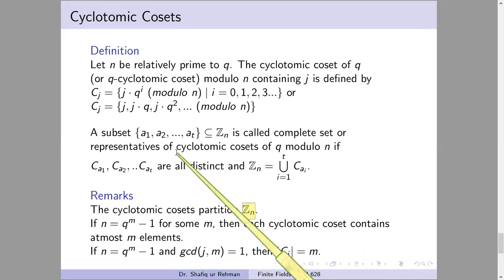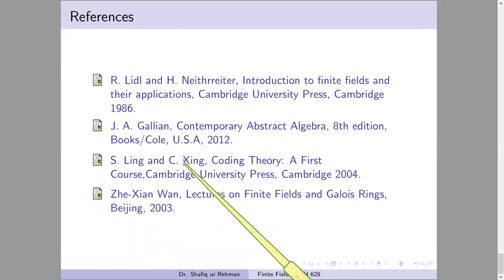This is just a definition. In the next lecture, we will again discuss cyclotomic cosets and use them to factorize polynomials of the form x power n minus 1 over finite fields, and we will see how they are helpful.